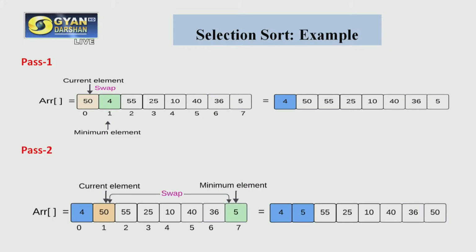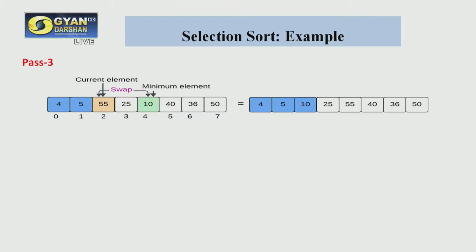Now we consider the second element. So the second element is now 50. We again try to find the next smallest element. So now the next smallest element from the unsorted list is 5, and it is arranged. Now we compare the third element, that is 55, with the next smallest element. So now the next smallest element among the unsorted list is 10. So 10 will be swapped with 55. So that is how this process will be repeated.